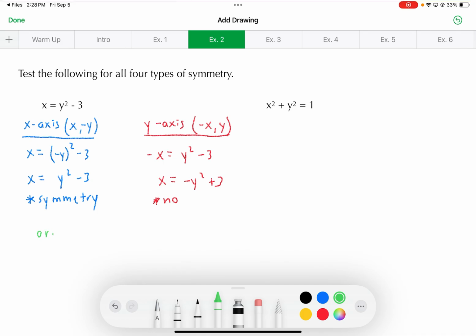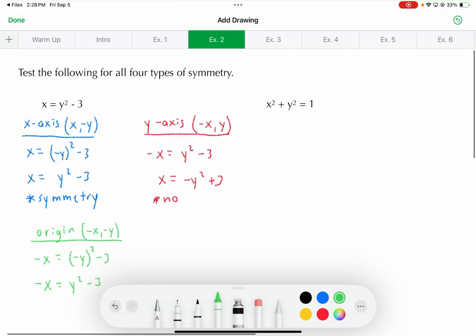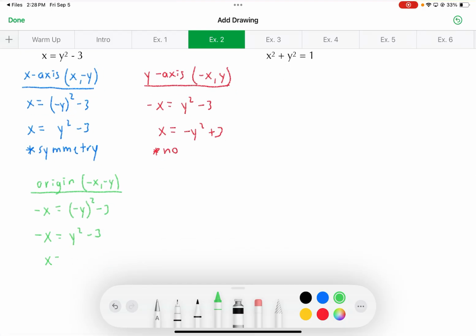How about the origin? Negative x, negative y should be the result if you reflect over it. Substitute negative x in for x. Substitute negative y in for y. Negative x is going to equal y squared minus 3, or x equals negative y squared plus 3. Not the same as the original. No symmetry with the origin.